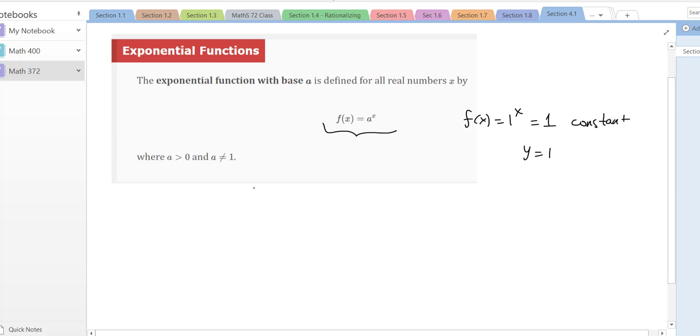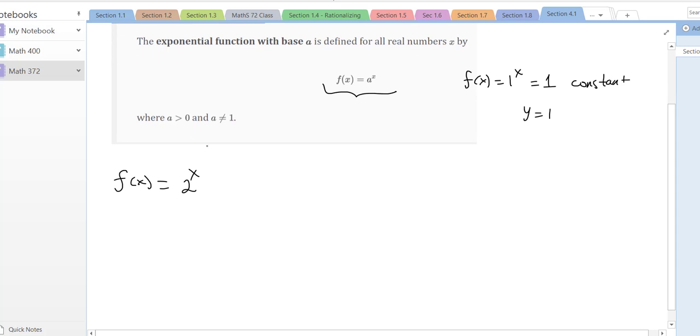As soon as we change it from 1 though, so say I have, for example, f of x equals 2 to the x. Now that's a different function. And let's evaluate it. So say I want to find some values. Let's find f of 0, f of negative 2, and f of 3. So with any function, right, we replace the x with the number inside the parentheses. So that means that f of 0 would be 2 to the 0. And we use our properties of exponents that say anything to the 0 power is 1. Well, any non-zero number to the 0 power is 1. So f of 0 is 1.